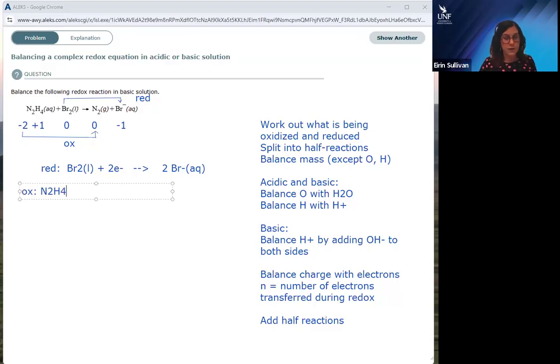Okay, so our oxidation half reaction is going to be a little more complex, because we've got the hydrazine N2H4 (aq) on the left, and then we have our N2 on the right. So our mass of nitrogen is balanced. That's a good place to start, but we can see we have some hydrogen in there.